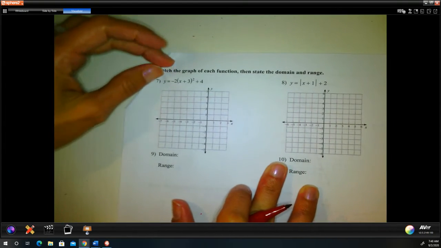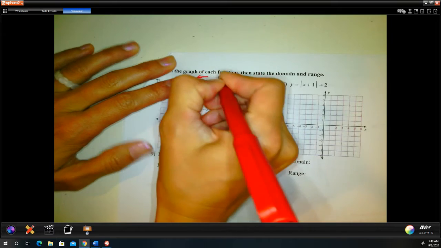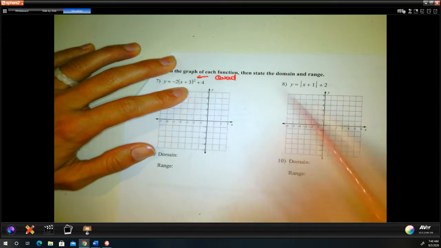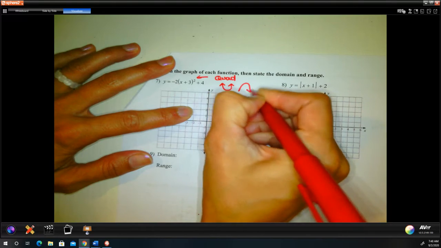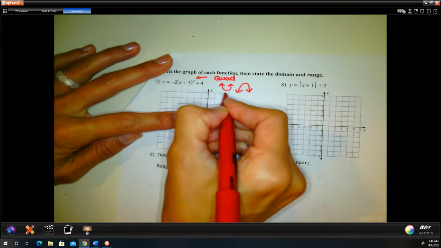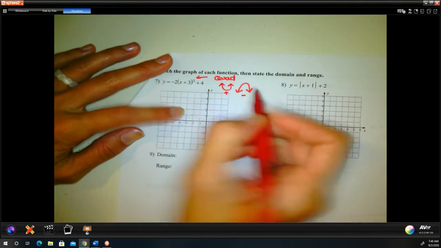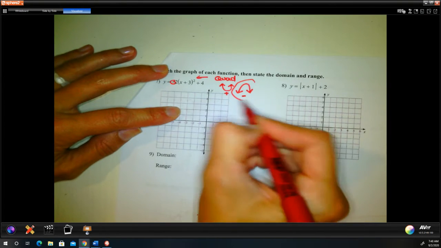All right, let's look at number 7. So number 7, first thing I notice is this little squared. That tells me this is a quadratic. So a quadratic is going to make a U or a parabola. This is if it's positive in front, and this is if it's negative. So I see this negative, so I'm thinking this.